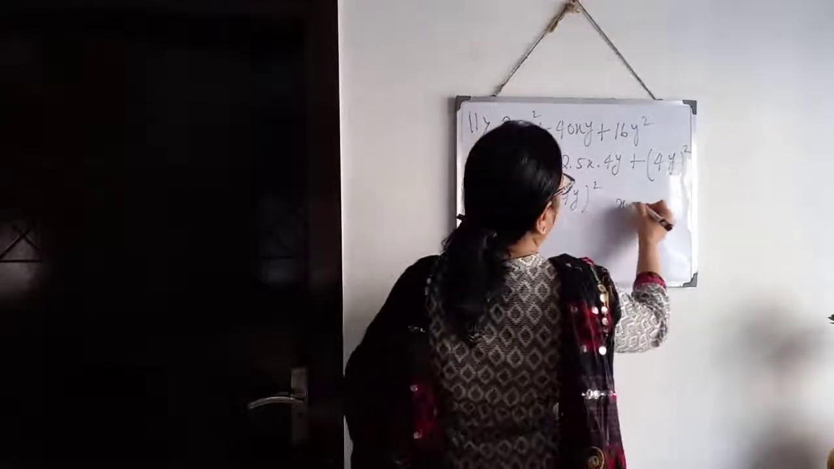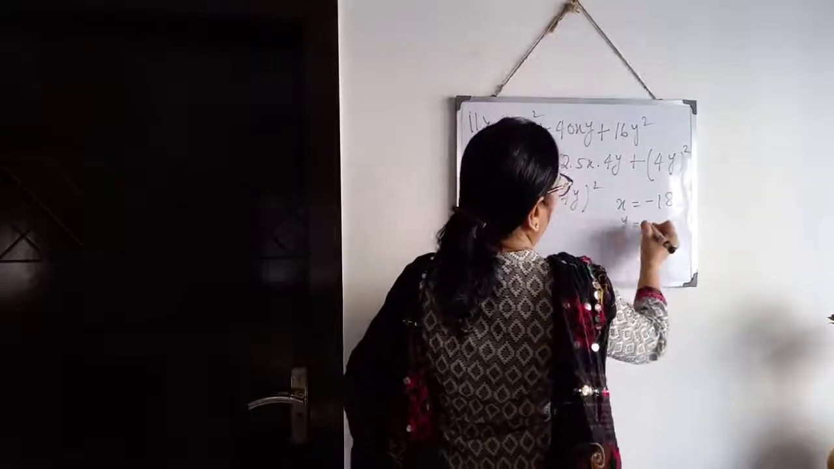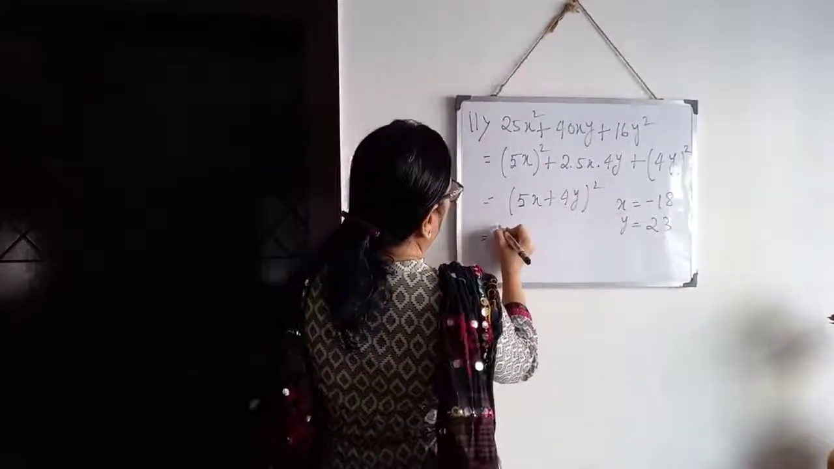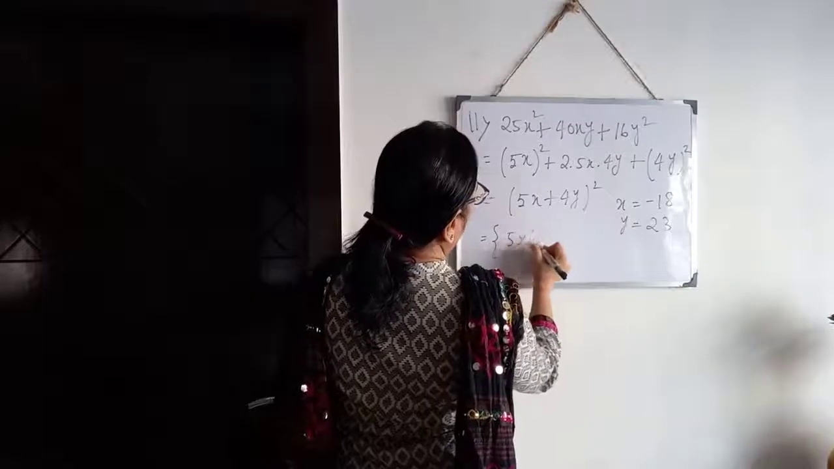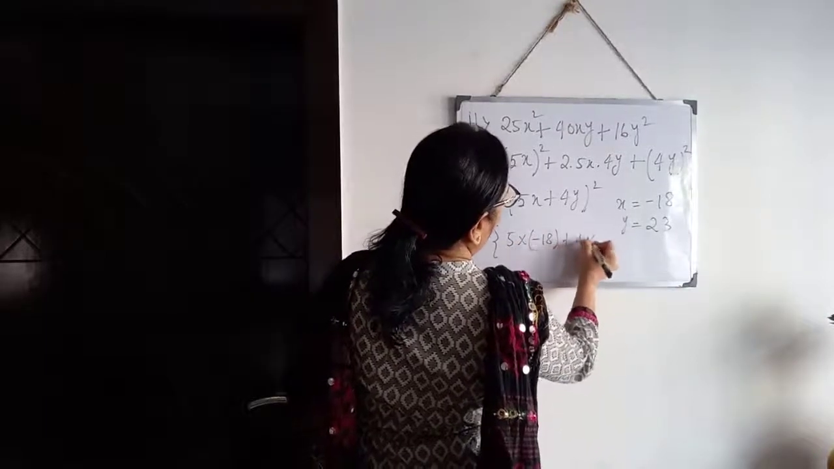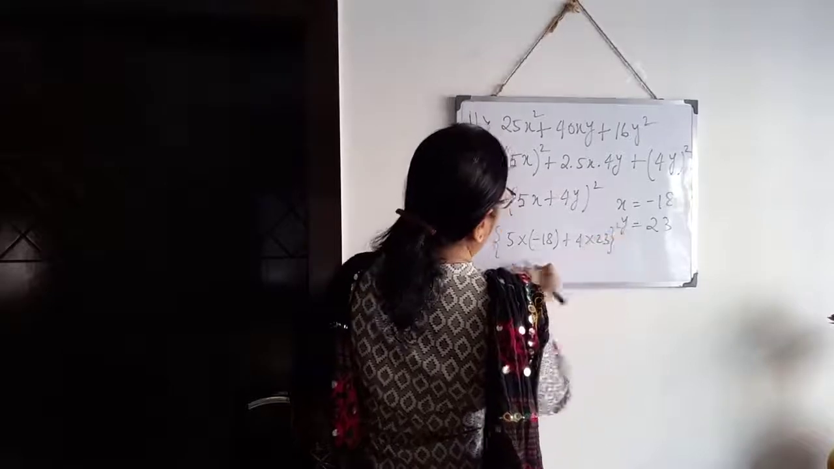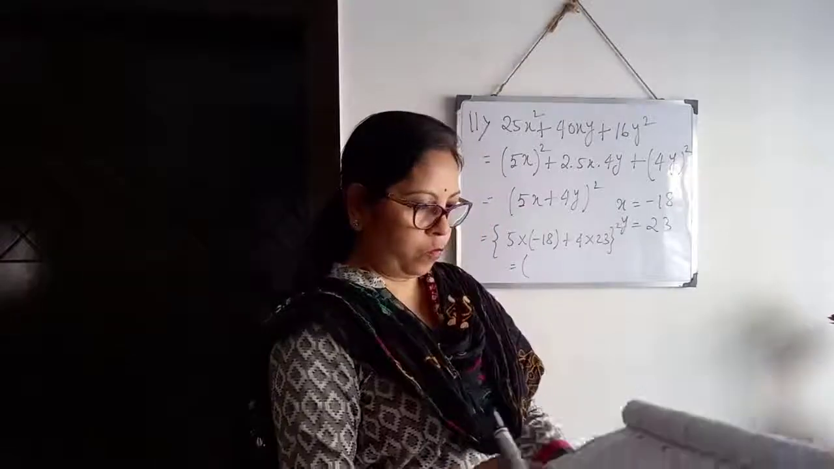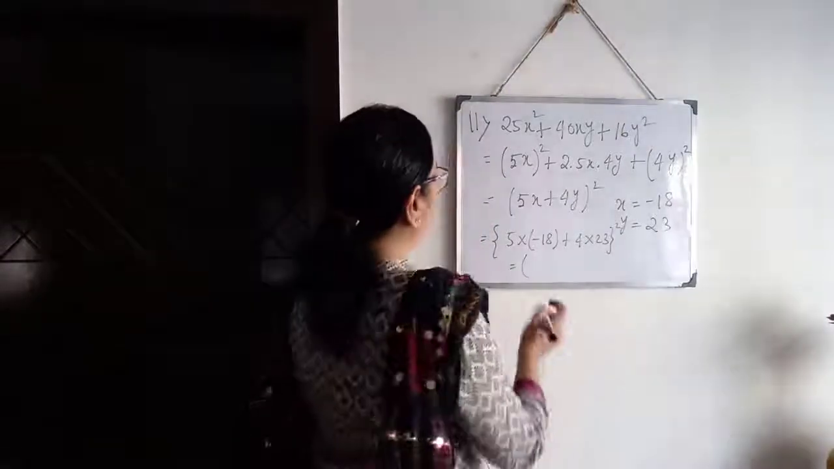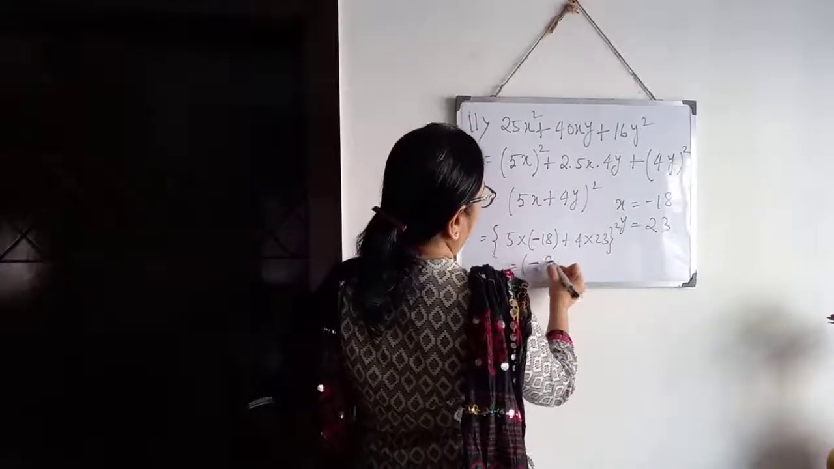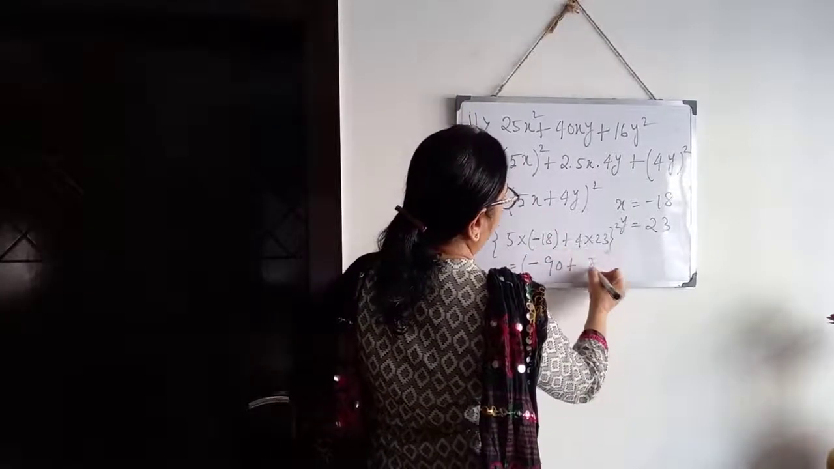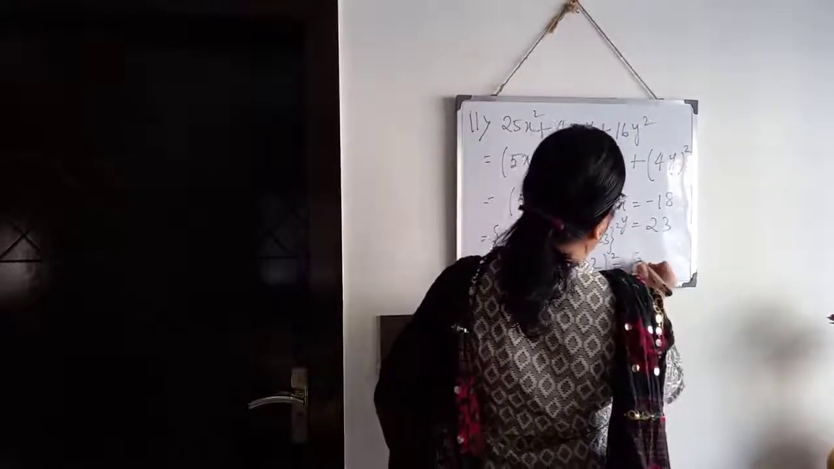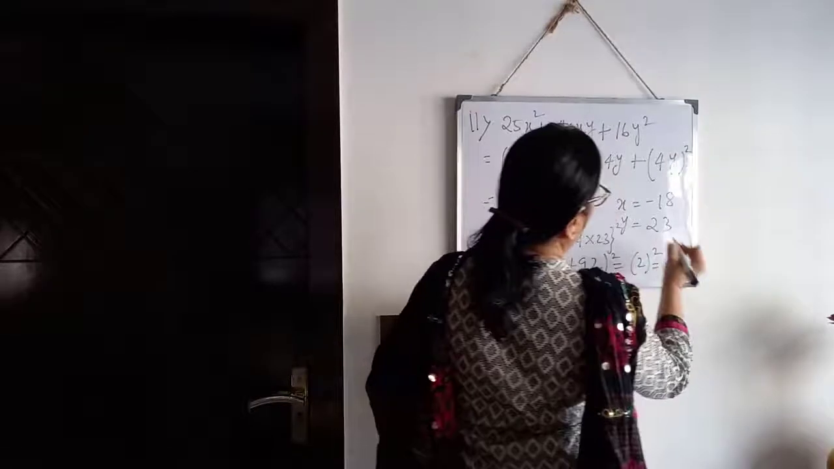Okay, value of x given is minus 18 and y given is 23. So we put here (5 into minus 18 plus 4 into 23) whole square. Now 18 into 5, 90. There is minus sign, so it will be negative. And 4 3s are 12, 92, whole square. Clear? So 92 minus 90 means 2. 2 square means 4.